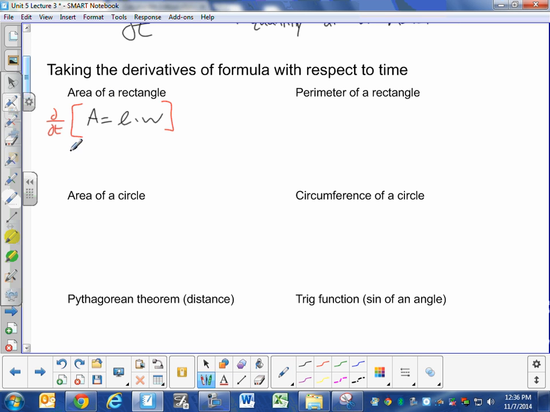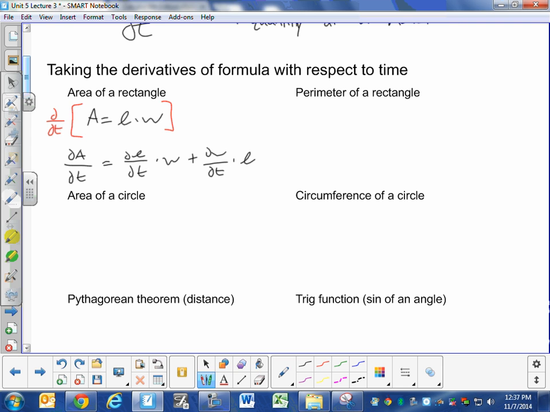Now, it's not going to be hard as long as we remember that kind of multiplication rule. The d goes with the A over the dt. And with the L times W, we have to remember we use the product rule. So it'd be the derivative with respect to t of L, which is just dL/dt, times W, plus the derivative of W with respect to t, dW/dt, times L.